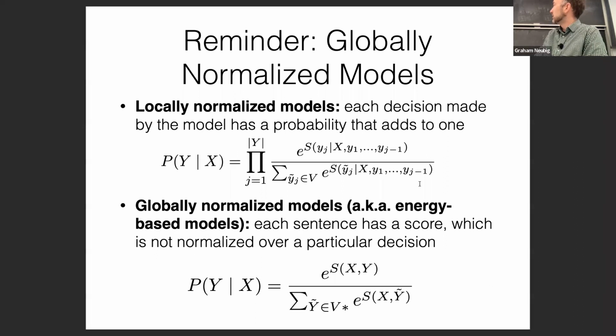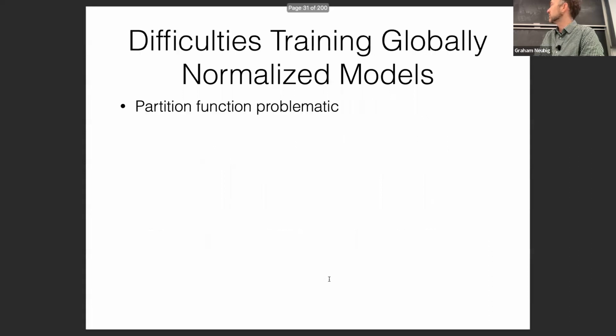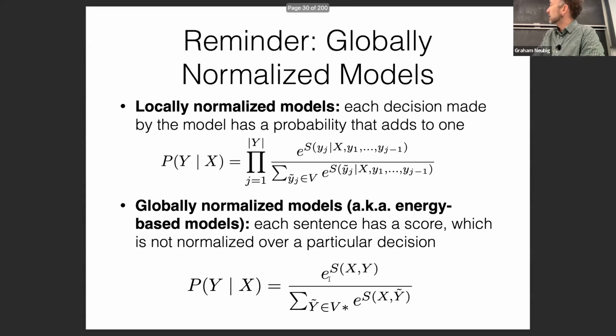So it's relatively easy to express a locally normalized model as a globally normalized model. It's a little bit harder to express an arbitrary globally normalized model as a locally normalized model. And why? Can anybody think of something that might make it a little bit difficult to express a globally normalized model as a locally normalized model? Any ideas?